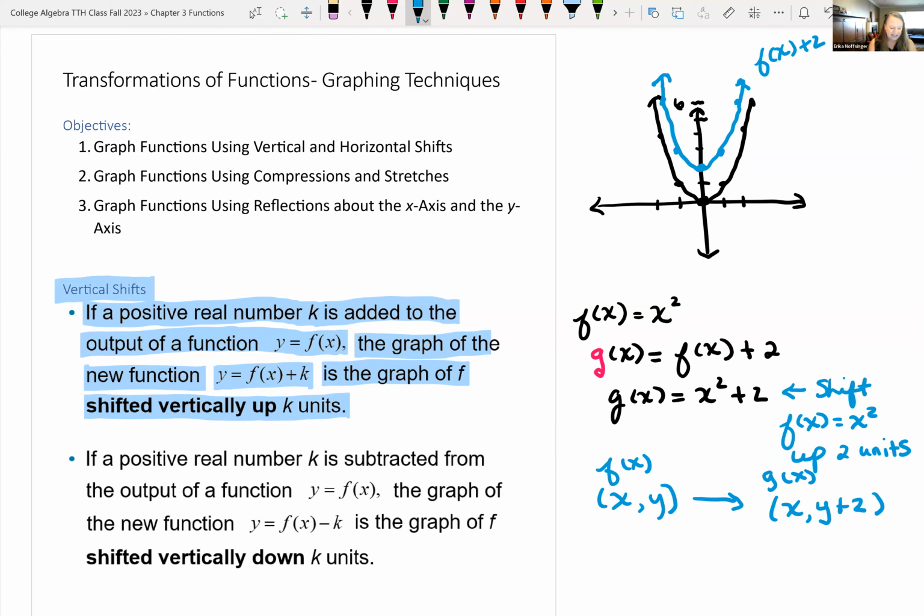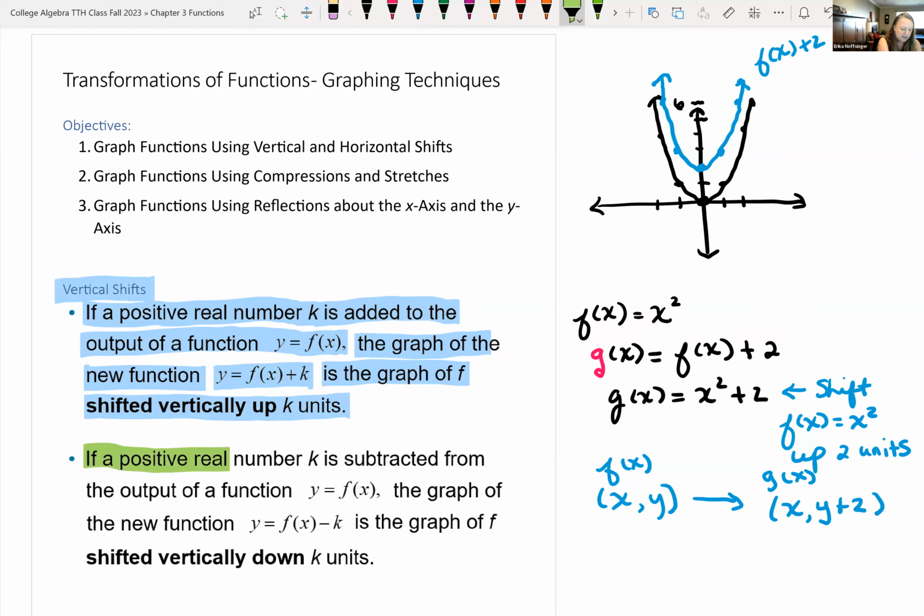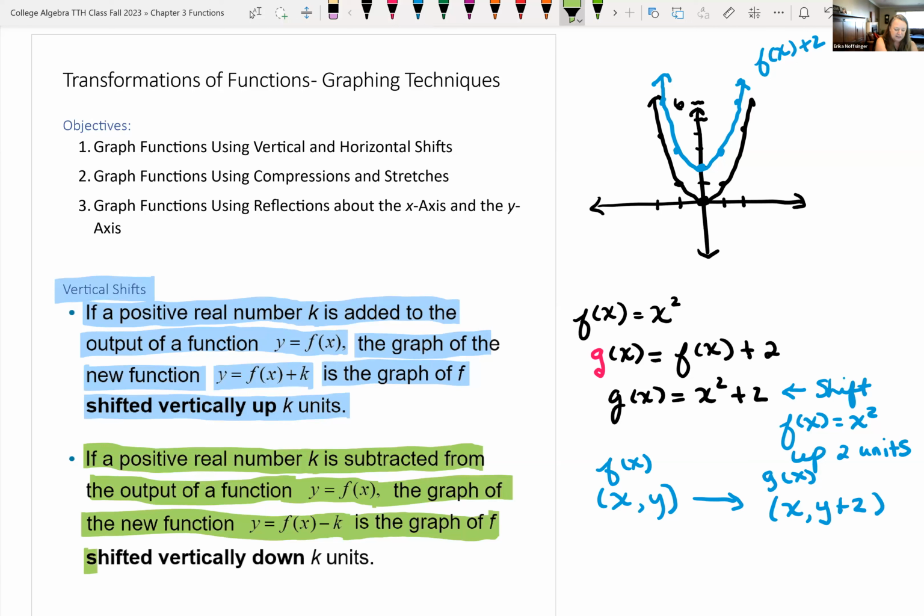If we're adding a negative number, or another way to say it, subtracting some number, then that shifts the graph of f of x down k units. So reading through what's given to us, if a positive real number k is subtracted from the output of a function y equals f of x, the graph of the new function y equals f of x minus k is the graph of f shifted down k units.